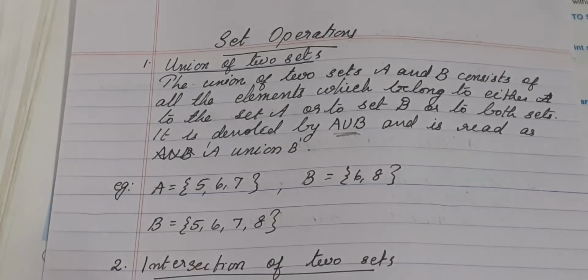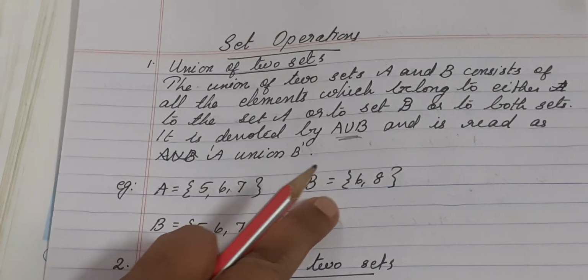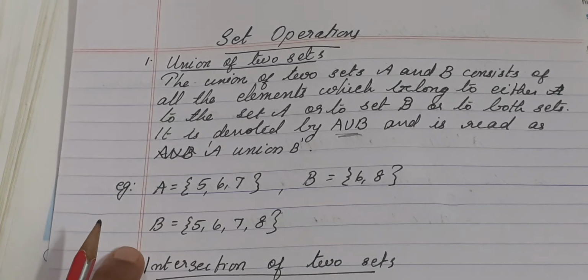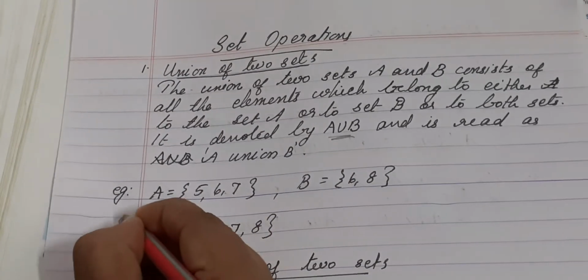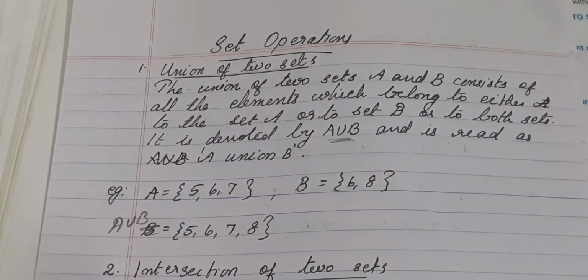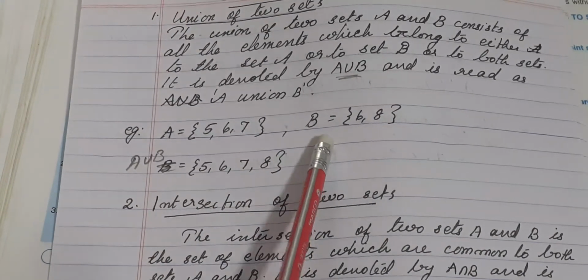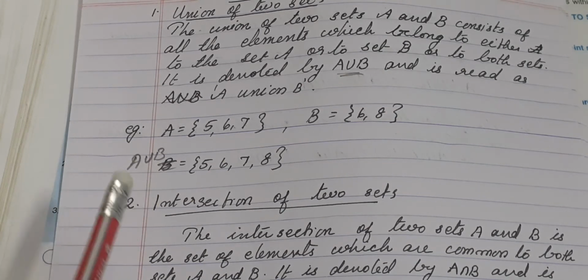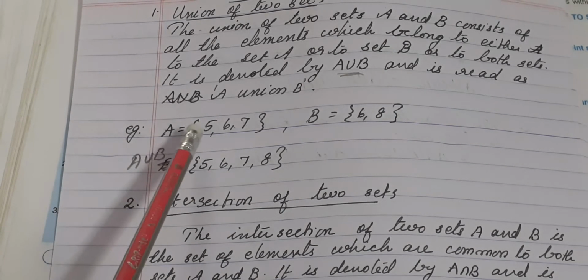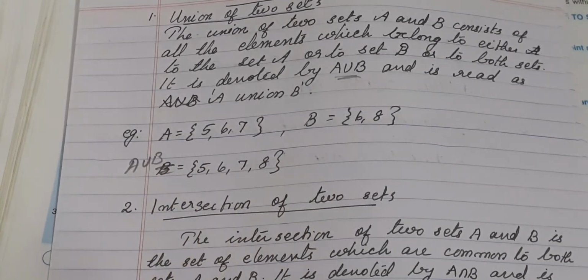Okay. So one example we will see. If A is equal to set 5, 6, 7, and B is equal to 6, 8, then A union B is equal to, how to write? All the elements of A and all the elements of B we have to write. No need to repeat any element, one time only we have to write. So 5, 6, 7. Then 6 is a repetition, no need to write it again, then 8. Okay, so like this we can find A union B.